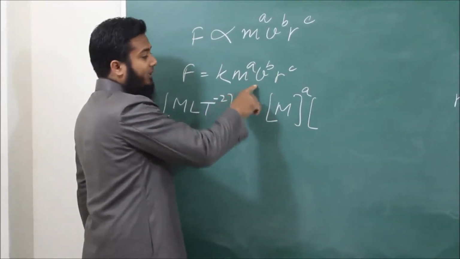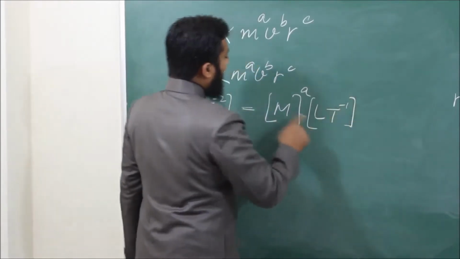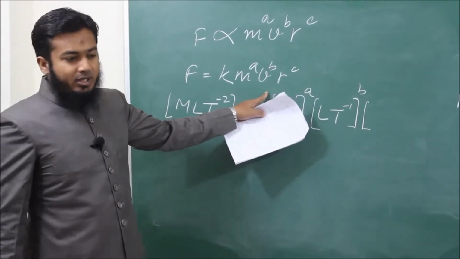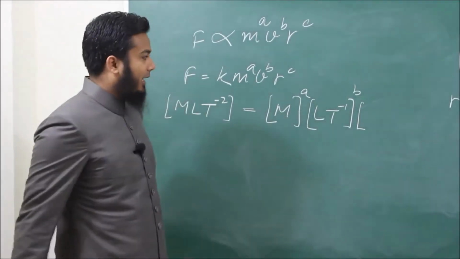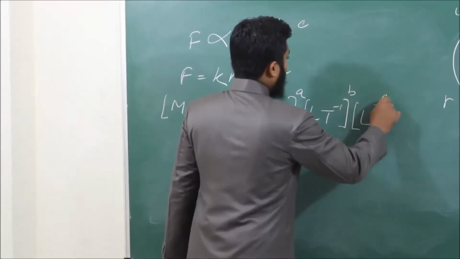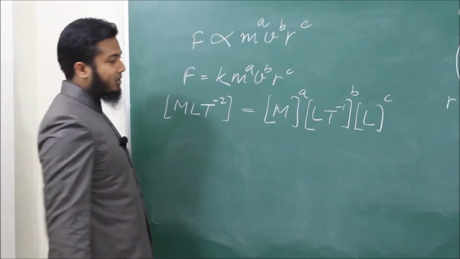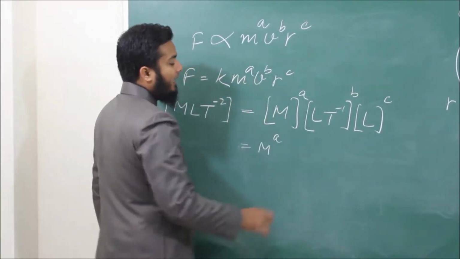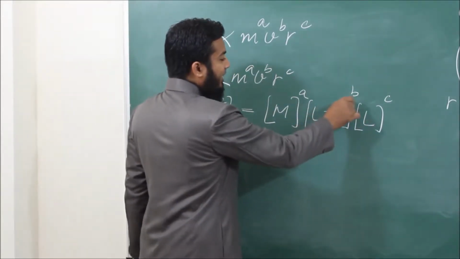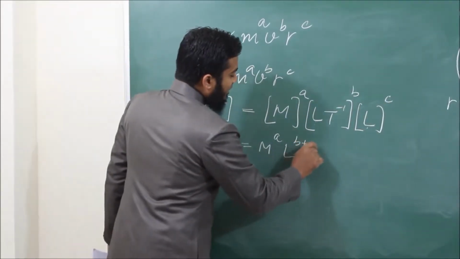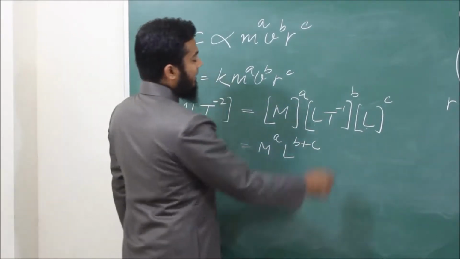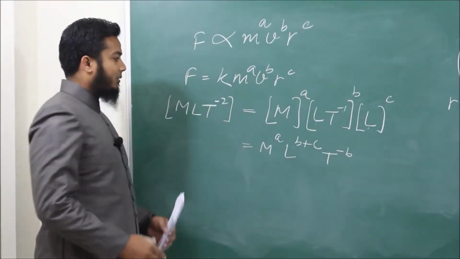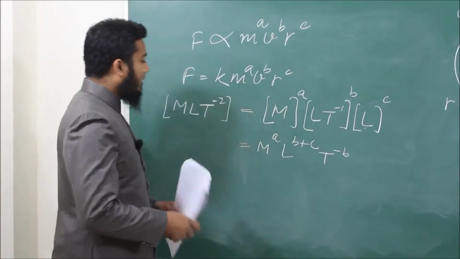Then we have speed, which is L T minus 1, and it has power b, so total power b. Then you have radius. What is radius? It is simply length, distance. So for length we have L raised to the power c. Now collect the powers of different quantities on the right hand side. M is appearing only here, so it has total power a, and L is appearing at two places, it has power b and plus c. So L raised to the power b plus c, and T is appearing just at one place, so it has power minus b.